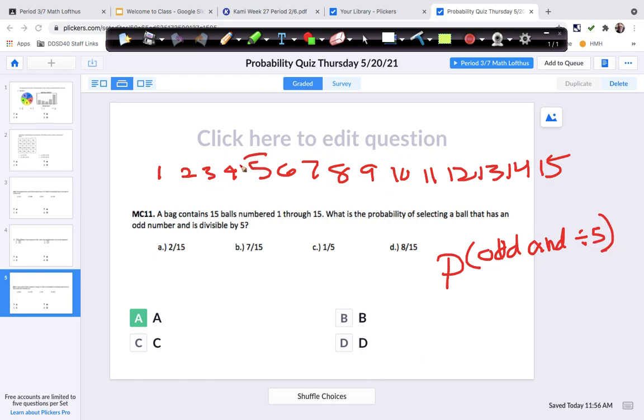So 5 is divisible by 5 because 5 divided by 5 is 1. 10 is divisible by 5 because 10 divided by 5 is 2. 15 is divisible by 5 because 15 divided by 5 is 3. 12 is not divisible by 5 because 12 divided by 5 does not come out to an integer answer. It has a fraction. So anything that has a fraction in the quotient is not going to be divisible. In the other direction, we're looking for multiples of 5. But it has to be odd, and 10 is not odd. So that's where we get the 2 out of the 15.